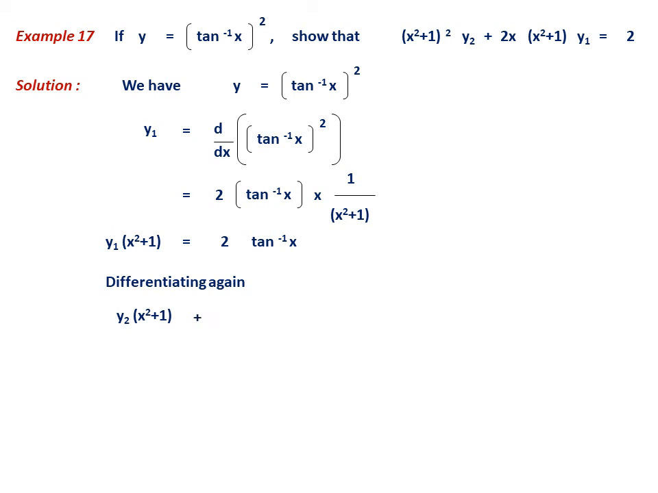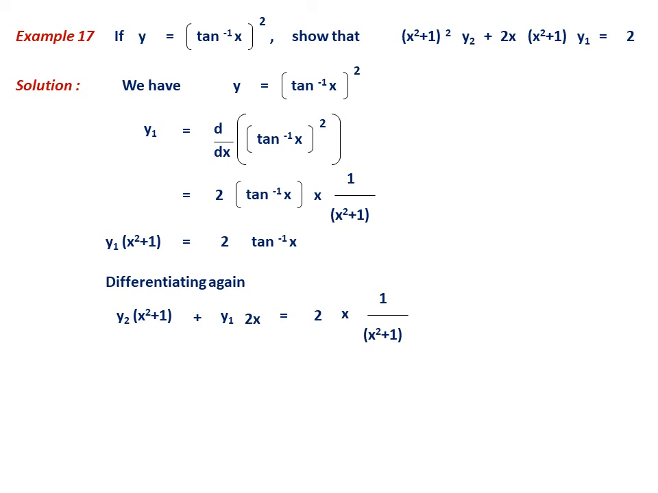Differentiate again. Now why is it y2 into x square plus 1? Look here, left hand side. Let me explain. First, differentiation of y1 becomes y2. Product rule: x square plus 1 as it is, plus y1 as it is. Then differentiation of x square plus 1 is 2x. Therefore, left hand side becomes y2 into (x square plus 1) plus y1 into 2x. Product rule. What is the right hand side now? 2 is constant. Differentiation of tan inverse x is 1 by 1 plus x square, or x square plus 1.